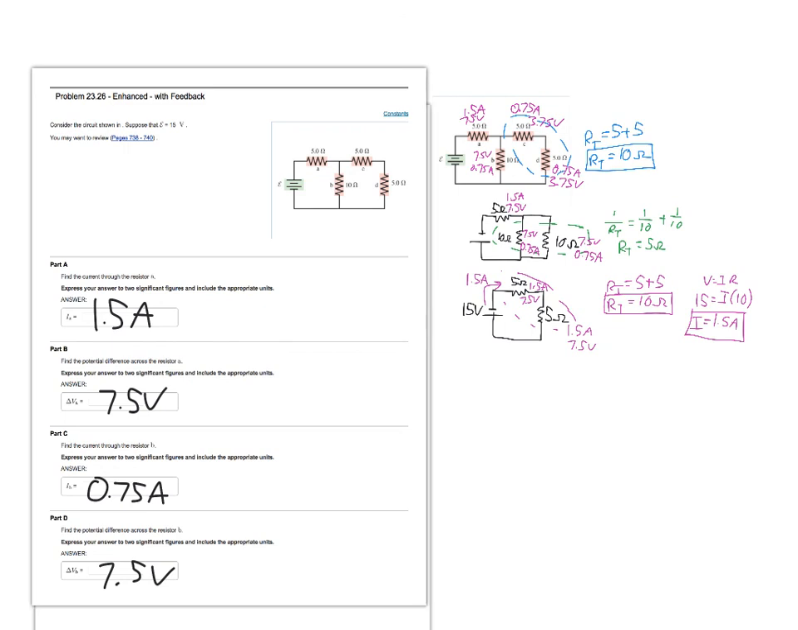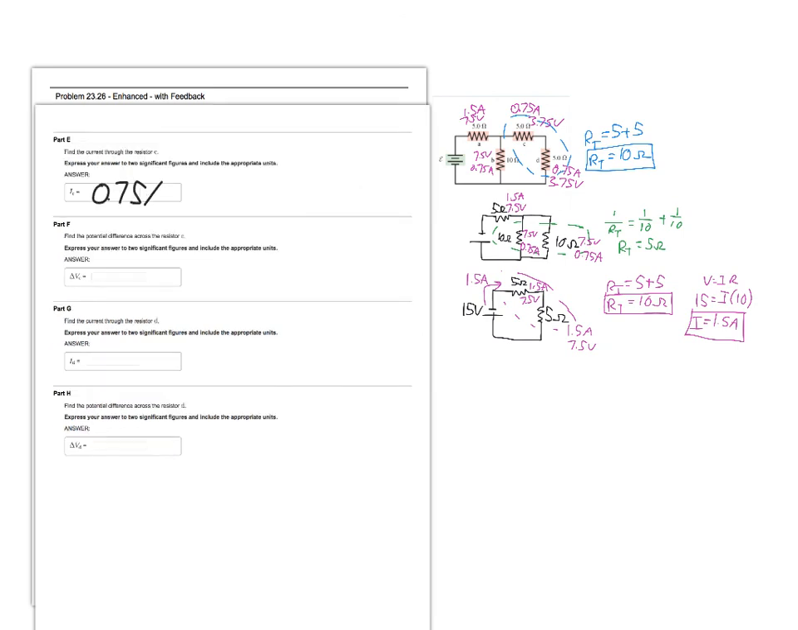Moving on to the next few here, resistor C, which is this one here, is going to have a current of 0.75 amps as well, and 3.75 volts. And resistor D is the same thing, 0.75 amps and 3.75 volts. If we want to do 2 sig figs, this technically should be 3.8 volts and 3.8 volts, but I think Mastering Physics will accept the 3.75.